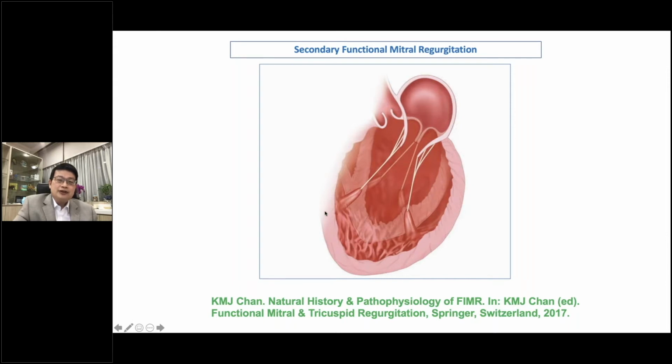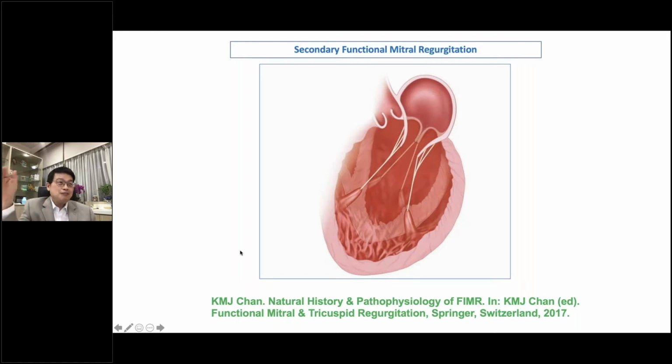And in this diagram, you can see that the heart has dilated due to heart failure, due to dilated cardiomyopathy. And because of that, it has pulled the papillary muscles and the chordae, which support the mitral valve leaflets, leading to what we call tethering of the valve leaflets. And because there's no coaptation between the leaflets, there then is significant mitral regurgitation.